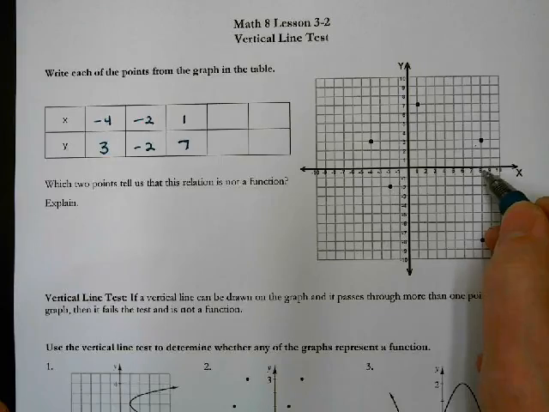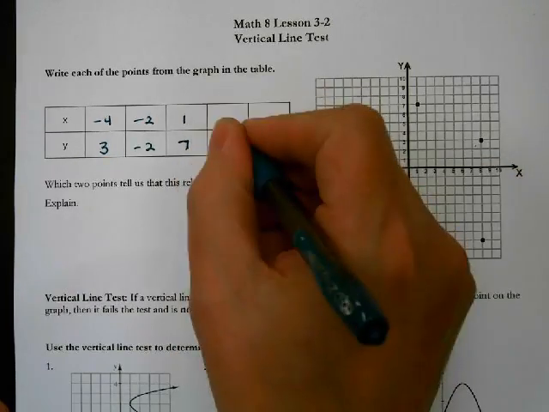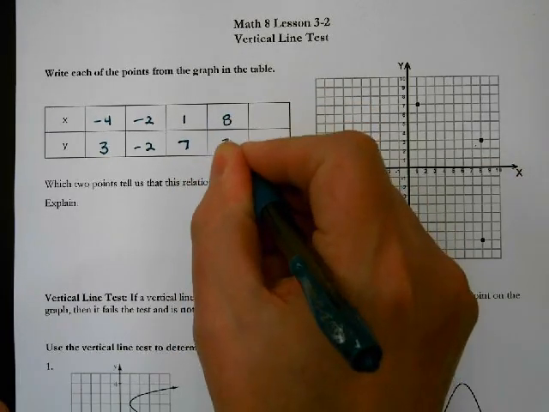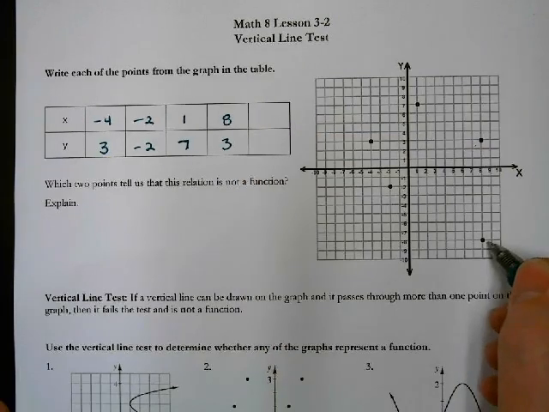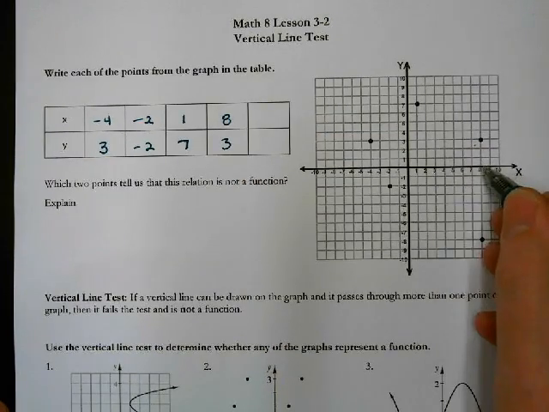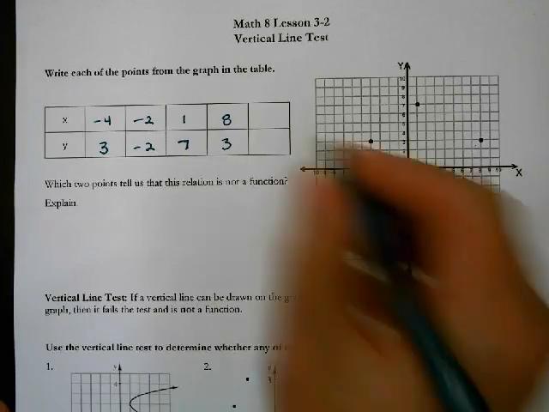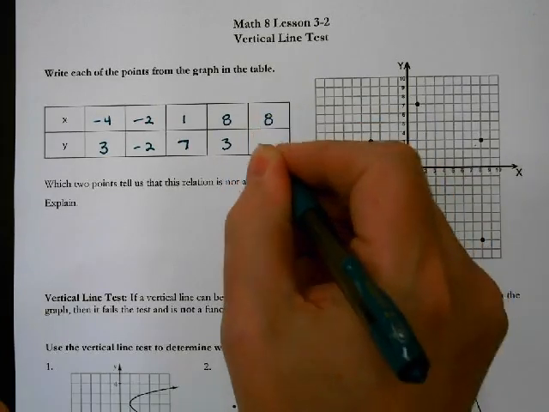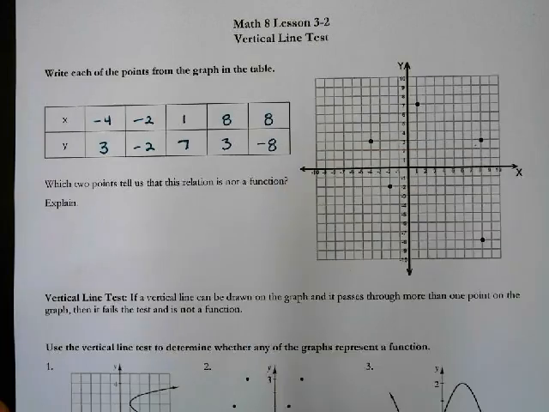Going farther down, I've got (8, 3). So input of 8, output of 3. Then on my last point down here, that is (8, -8). Input 8, output -8.